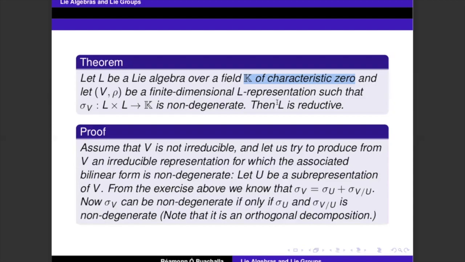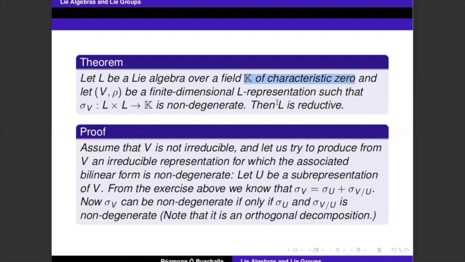Okay, so let's assume that V is not irreducible. And this is precisely where the previous exercise comes into play. Let us try to produce from V an irreducible representation for which the bilinear form is non-degenerate. So let U be a sub-representation of V. If no non-trivial sub-representation of V exists, then it's irreducible, and we're done. So assuming that this is not the case, let U be such a sub-representation.